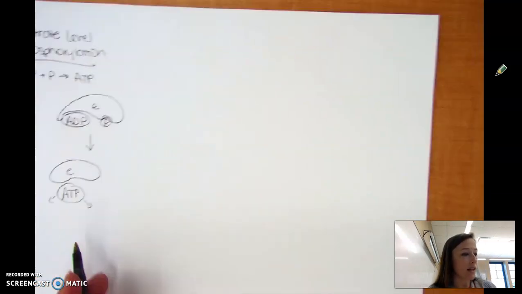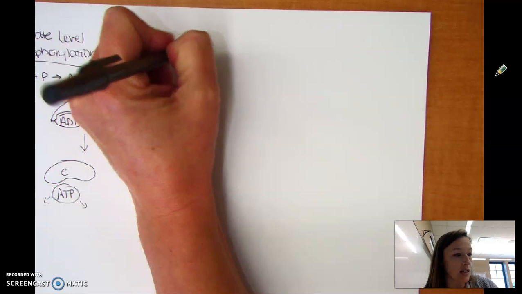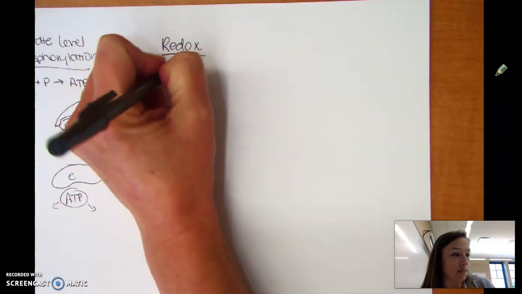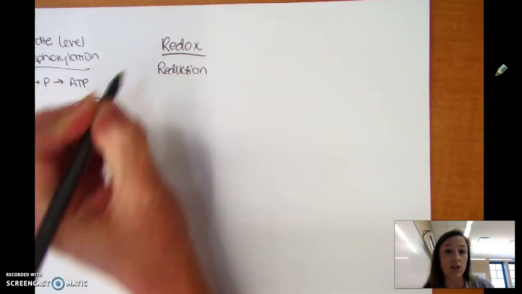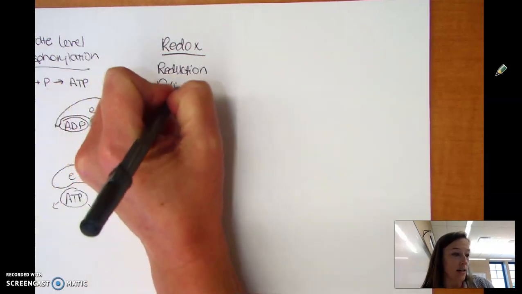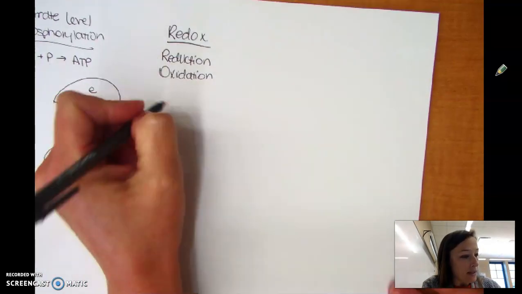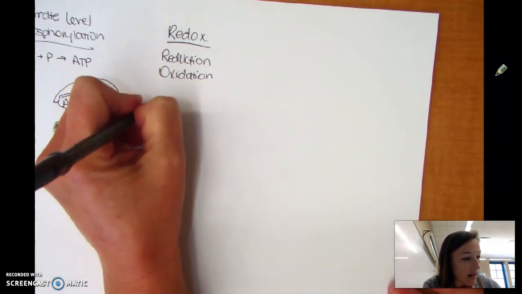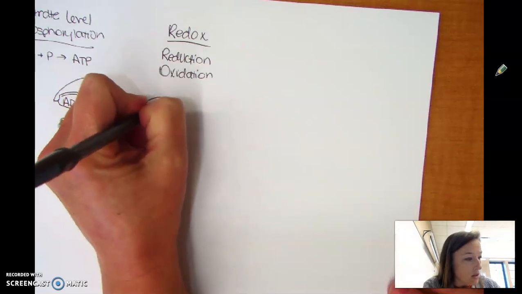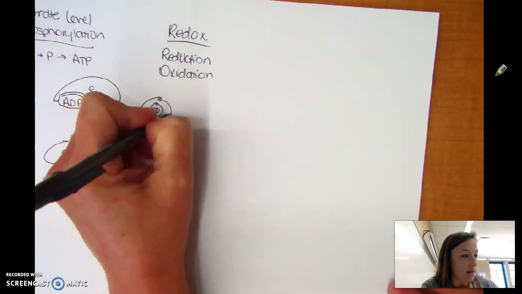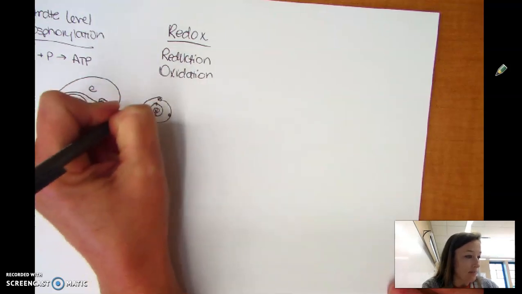Okay, the next thing we're going to talk about is redox. Redox stands for reduction, and what we're talking about is a reduction in charge, and oxidation. So what happens is you have this atom, and there's the nucleus. You've got your two little electrons on the top. I don't know, I'm just making up an atom.